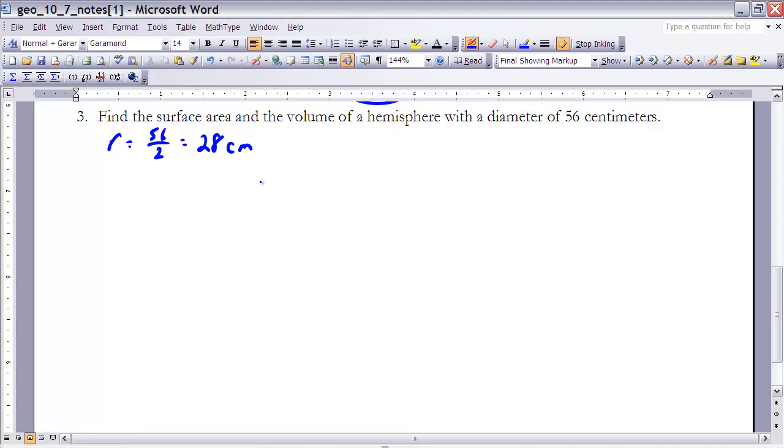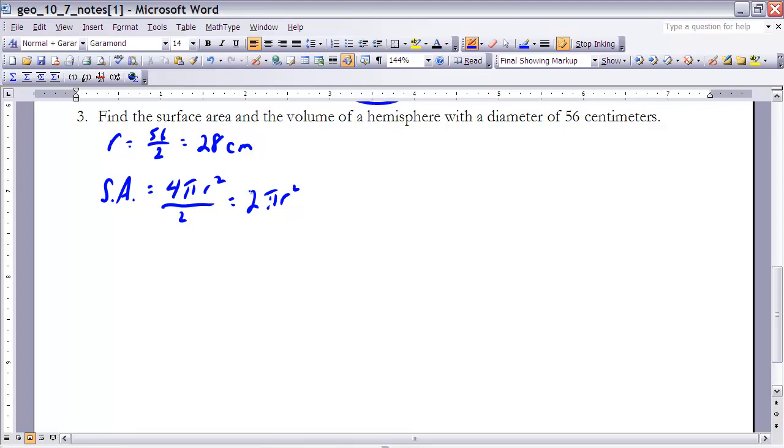Now, if I'm looking at finding the surface area, let's do that first. I know the surface area of a sphere is 4 pi r squared. But since I'm finding a hemisphere, it's going to be half of that. Therefore, in this case, it's going to be not 4 pi r squared, but 2 pi r squared. So that's what we would want to write down here: 2 pi r squared.